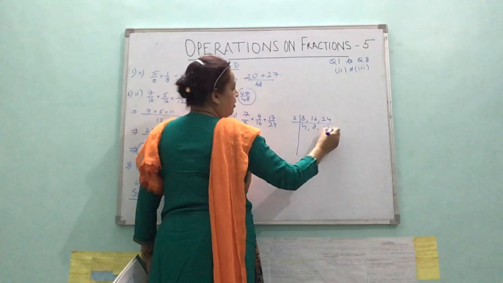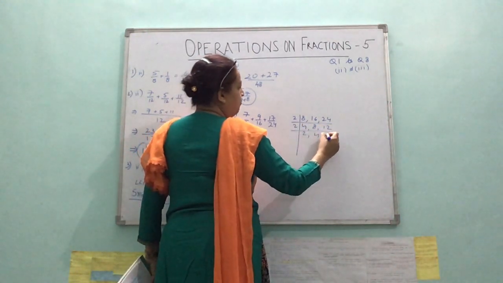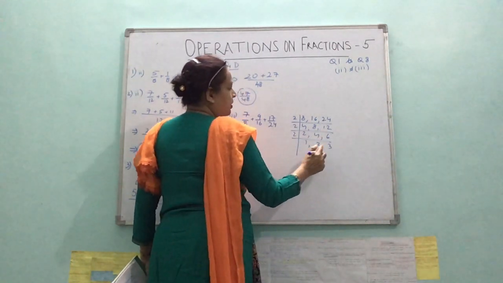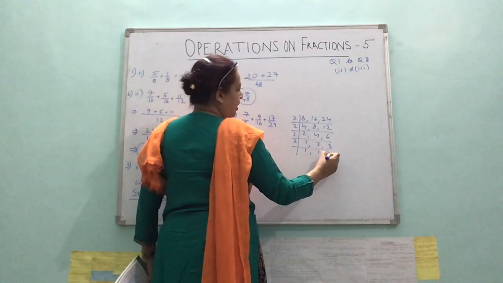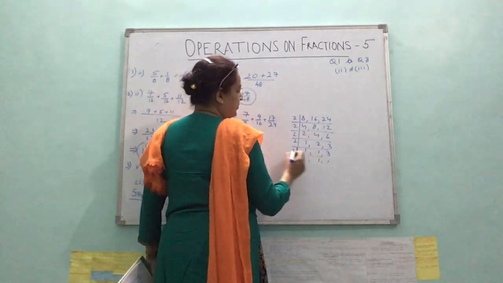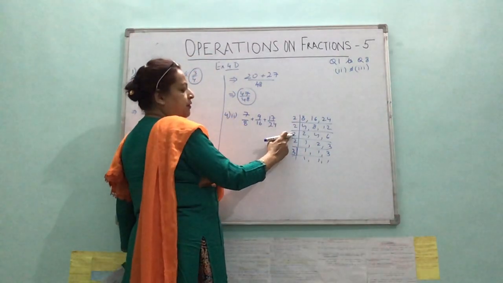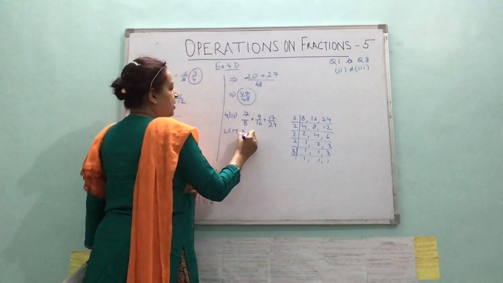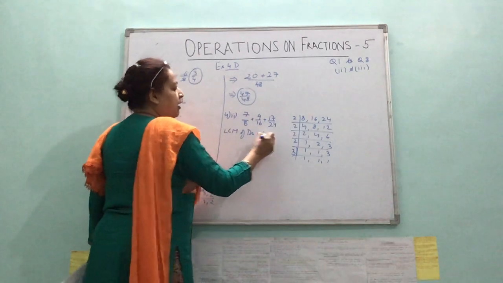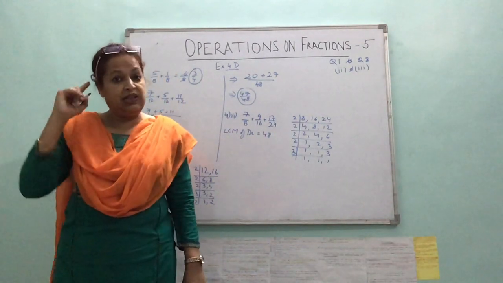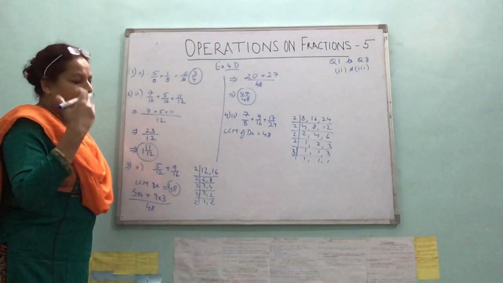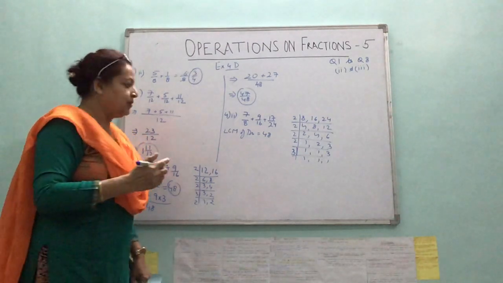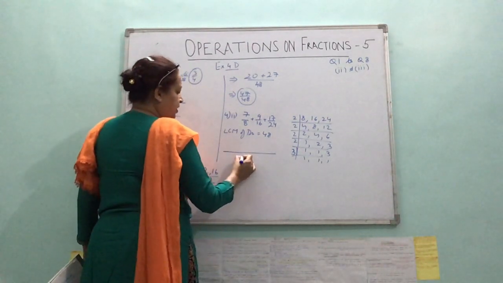4, 8, 12. Divide by 2 again. 2, 4, 6. By 2 again. 1, 2, 3. So it would be 2 and then 3. Okay? Right, children? So 2 2s are 4, 4 2s are 8, 8 2s are 16, 16 3 times is 48. So the LCM of the denominators is 48. Always try to do some calculations mentally, because mental maths is equally important. It makes you very active and alert, right? So be alert, try to do these calculations mentally also.